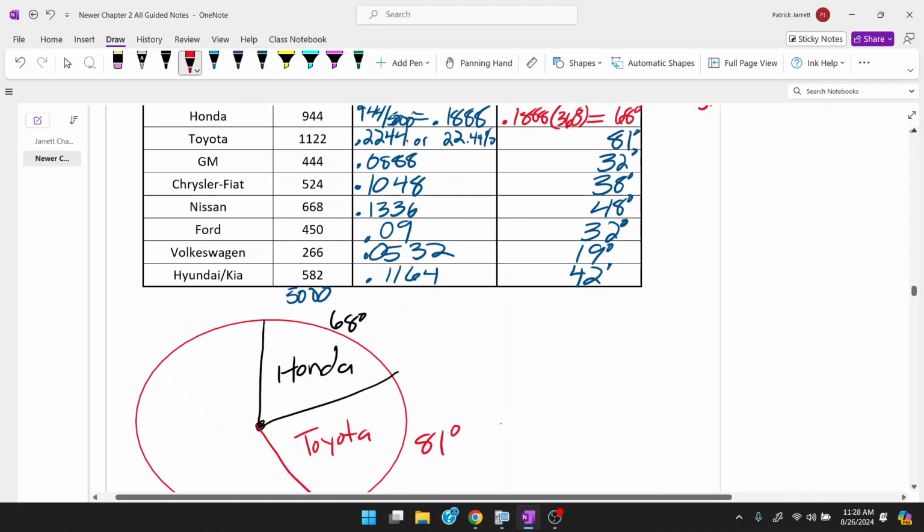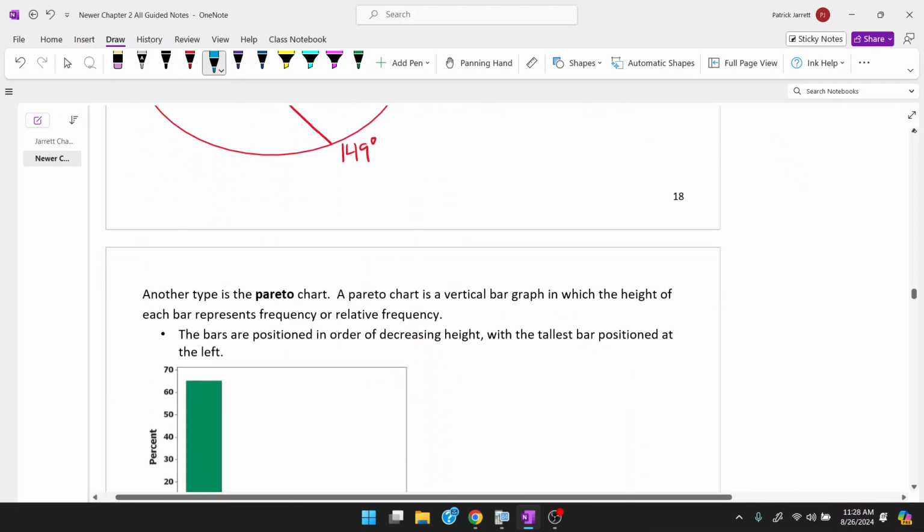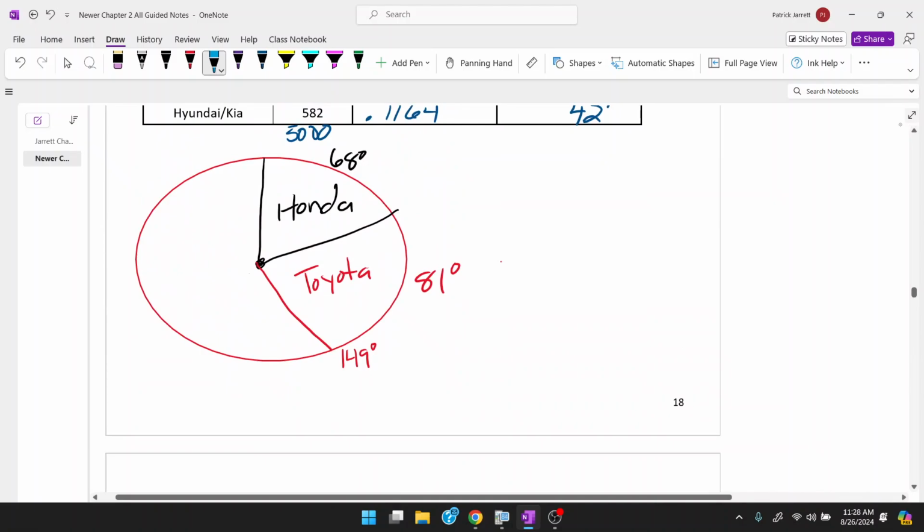You know, 81 degrees for the Toyota. And then GM. So yeah, back when I was a kid, GM was the best. Now they suck. Sorry. Shouldn't be that blunt here.